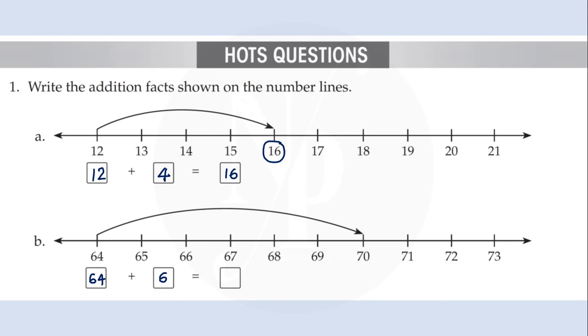So finally, at the tip of the arrow mark we have the number 70. Therefore 64 plus 6 is equal to 70 is the addition fact represented by the number line given in B here. Similarly, we have two more subtraction sums. Let us do those also in the same way.